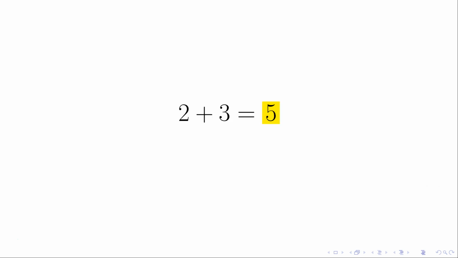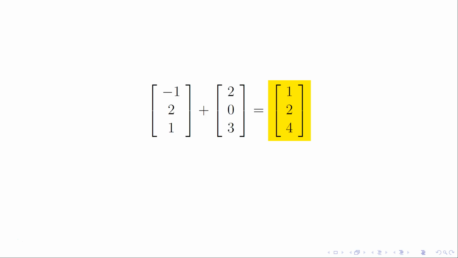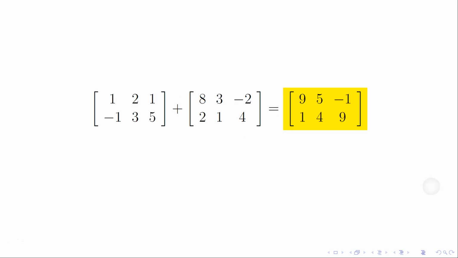If I add 2 and 3 together, those are two different numbers, and the result is also, of course, a number. The number 5 is a number. If I add two vectors together, I get a vector. I get a new vector. And if I add these two 2x3 matrices together, I get a 2x3 matrix. These sets are closed under this operation of addition, as we could say.